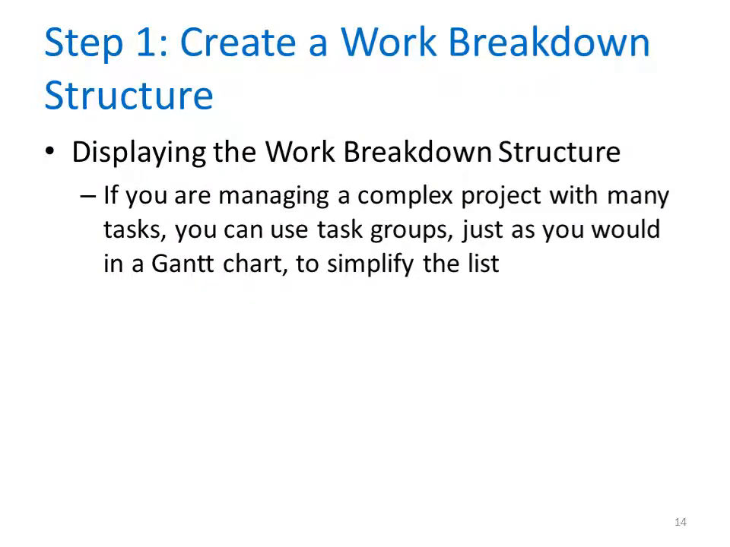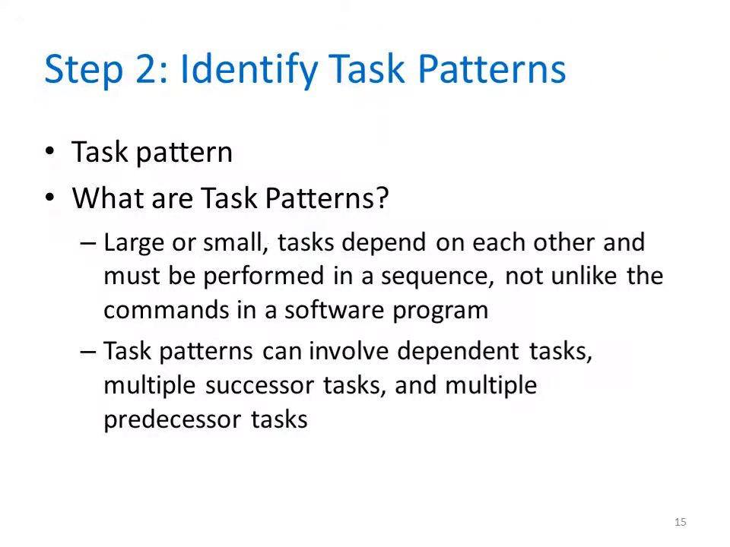If you're managing a very complex project where you have many tasks, you can use the task groups like we talked about in the Gantt chart to simplify the list. A task group is under a larger task heading, and in Microsoft Project you can simply click on a plus sign next to that task to display all the tasks within that group. It's a very useful tool in displaying complex projects.